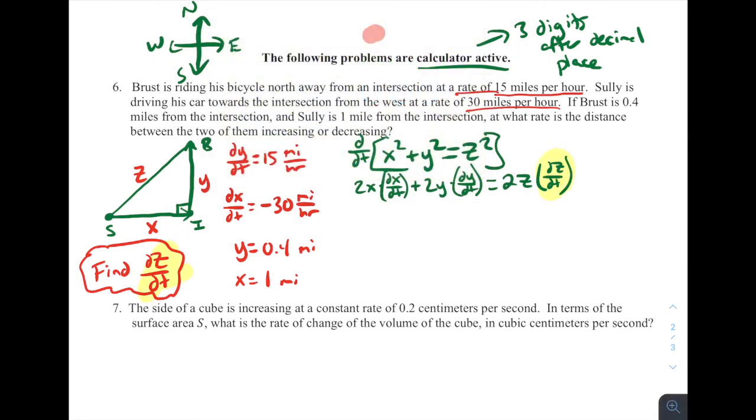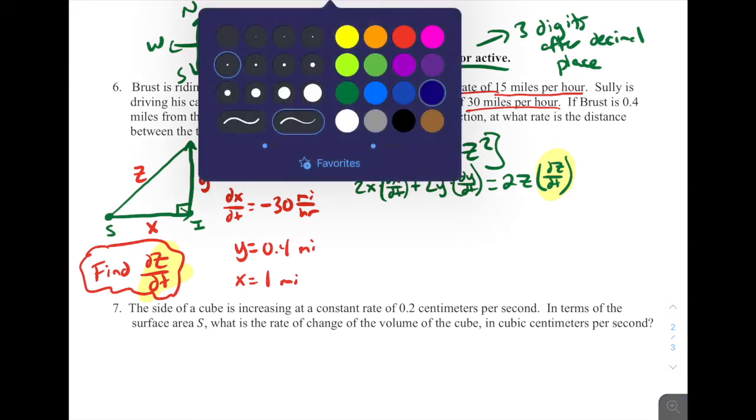So I want to make sure that before I substitute, I've got all of the missing pieces. Do I have x? Yes. Do I have dx/dt? Yes. Do I have y? Yes. Do I have dy/dt? Yes. Do I have z? No, I do not. So I need to do some side work to find this before we start substituting in. Remember, if they don't give you one of the lengths, generally you can go back to the original equation that you had in order to find it. And so I'm going to just do that over here on the side.